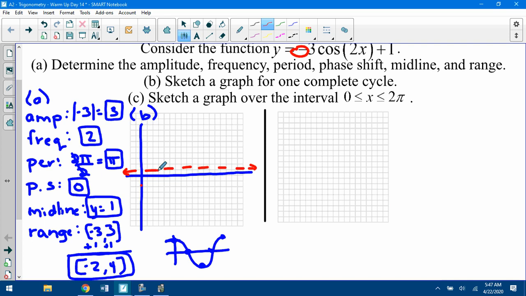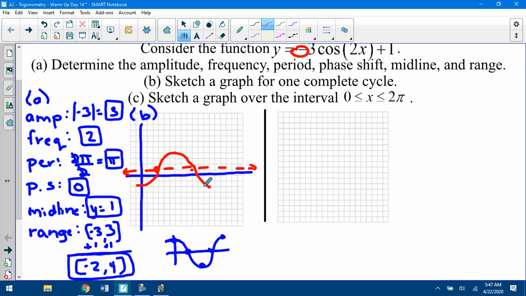We go on the midline. So right here, it's kind of hard to see, that's on the midline. And then 1, 2, 3, go 3 above the midline. So right there. And 1, 2, 3, go on the midline again. And then 1, 2, 3, go 3 below. 1, 2, 3. So right there. So draw your curve, and there's your graph.